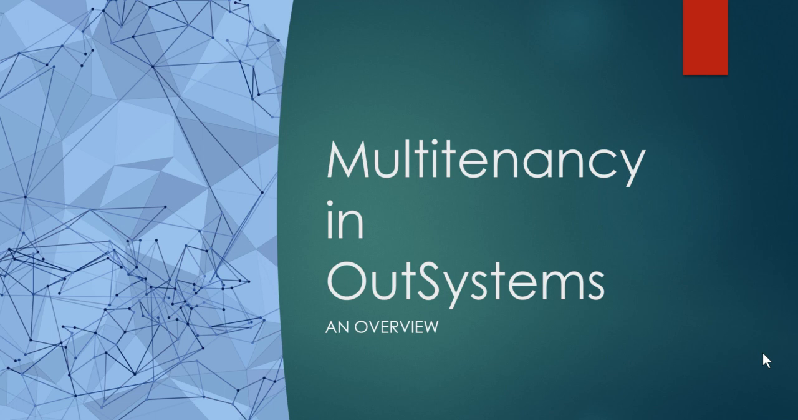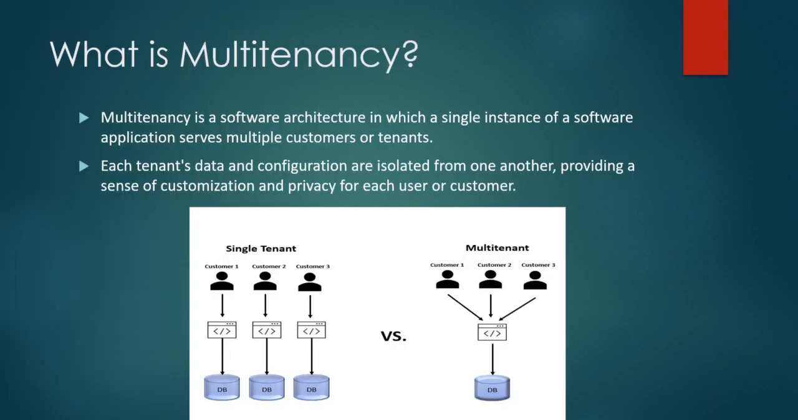Today I'm going to talk about multi-tenancy in OutSystems. Let's understand what is multi-tenancy. Multi-tenancy is a software architecture in which a single instance of a software application serves multiple customers or tenants. Each tenant's data and configuration are isolated from each other, providing a sense of customization and privacy for each user or customer.